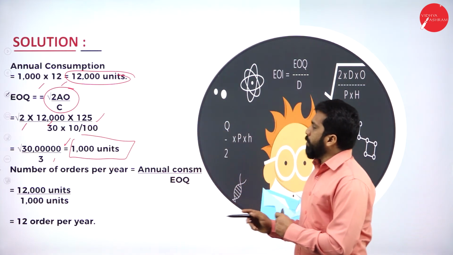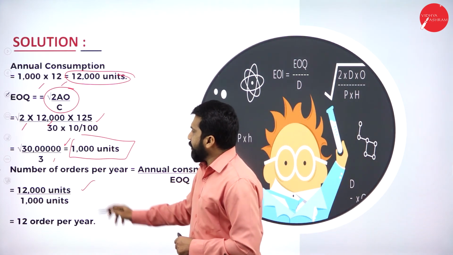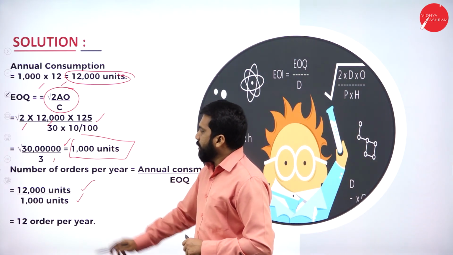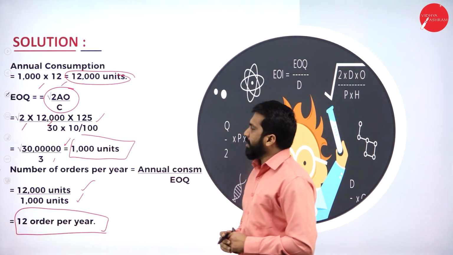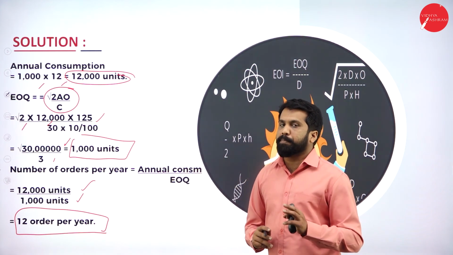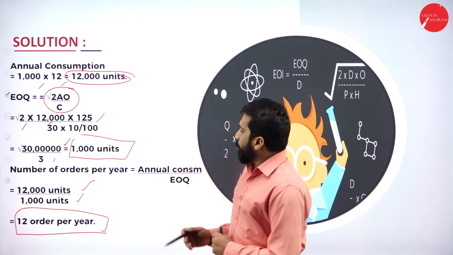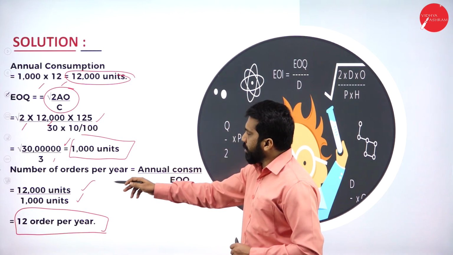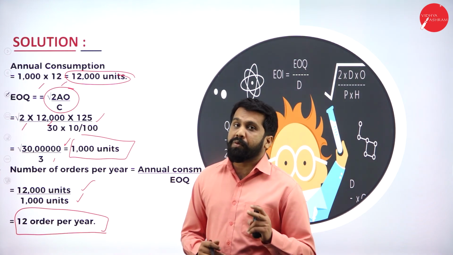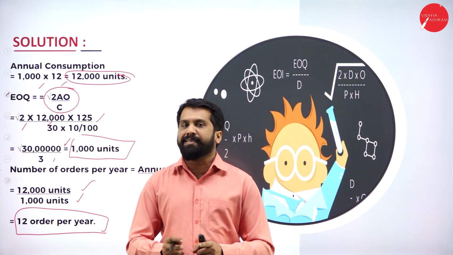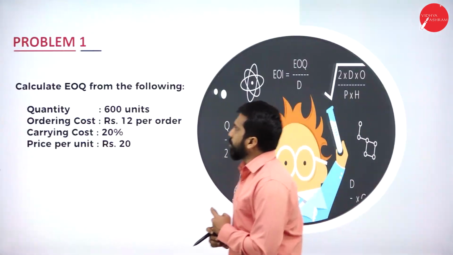Now, number of orders per year, annual consumption is how much? 12,000. What is your final answer? 1000. Per year, 12 orders. You have calculated how many units per order, but how many times you have to order? Very simple. Whatever answer you got before that, your annual consumption divided by your answer, you will get, you have to do 12 times in a year. Clear? Yes. I'll go back to your all slides so that you can take a screenshot.